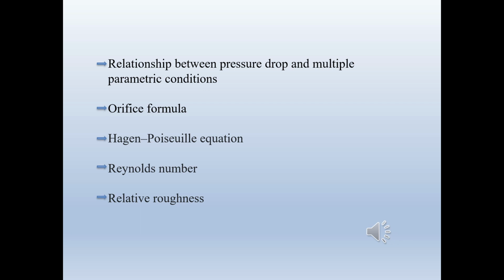Pressure drop in horizontal pipes has been studied by a number of researchers to develop empirical models applied in industry. Fundamental equations and models such as the orifice formula, the Hagen-Poiseuille equation, the Reynolds number, and relative roughness have been employed in the analysis of this experiment.